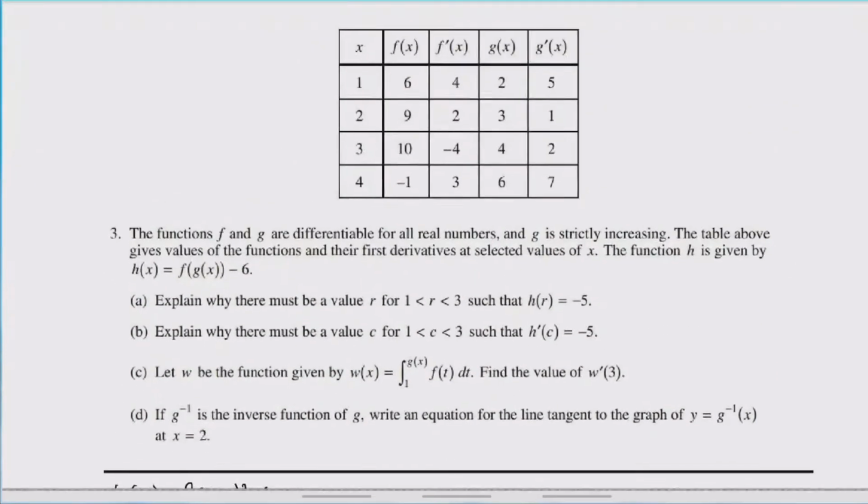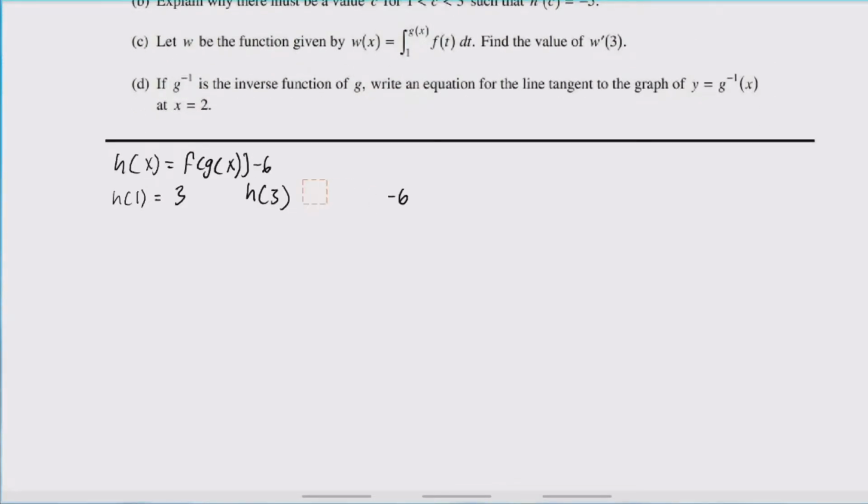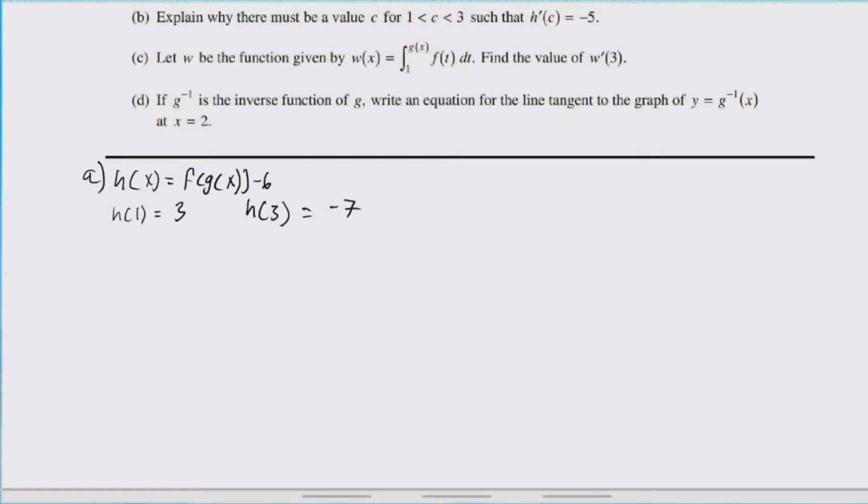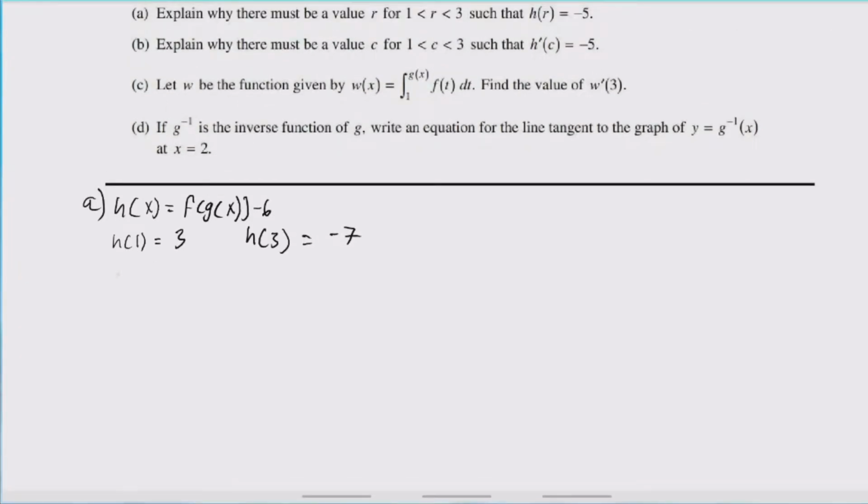And then that means I need to find f of 4, and f of 4 is -1 minus 6. So yeah, this is equal to -7. So we can say, yeah, that must be true. So for A, we know that there is some h of r where h of r equals -5 due to IVT.